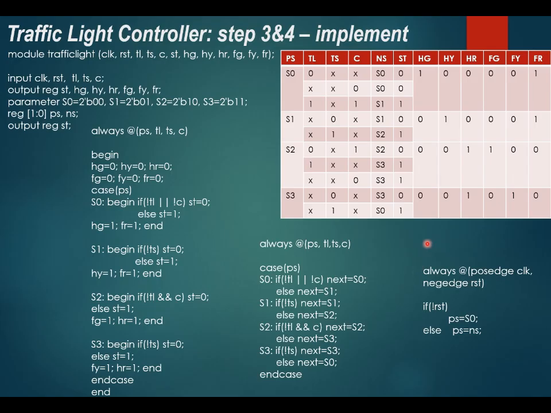So remember, for FSM, you just need to make sure you have 3 always blocks. One of the always blocks is the output logic, another one is for the next state logic, and the last one, the simplest one, is for the state register or the flip-flops that hold the present states.